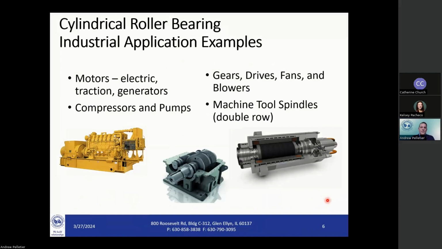Some common examples for cylindrical roller bearings and applications are motors, both electric traction motors for railroads, and generators. You see them commonly used in gears, drives, fans, blowers, so a variety of industrial applications. In addition, we also see them employed with machine tool spindles as well. Those are commonly a double row type or also single row. And this is for a higher speed application than we see in the traditional industrial applications.